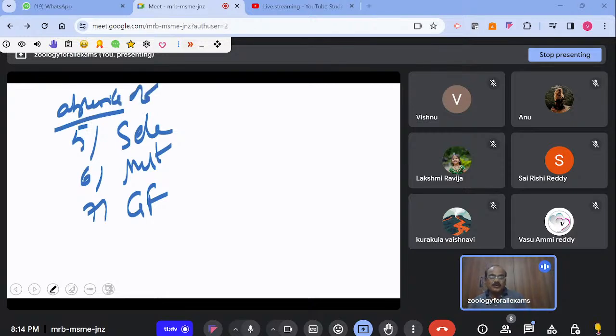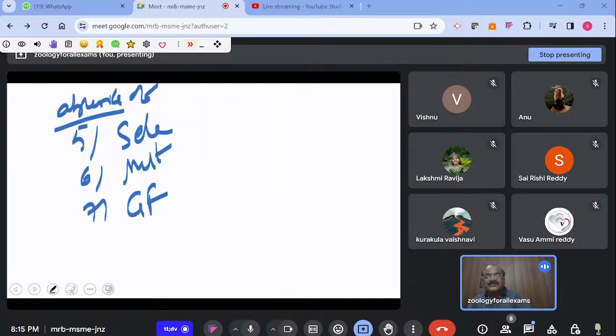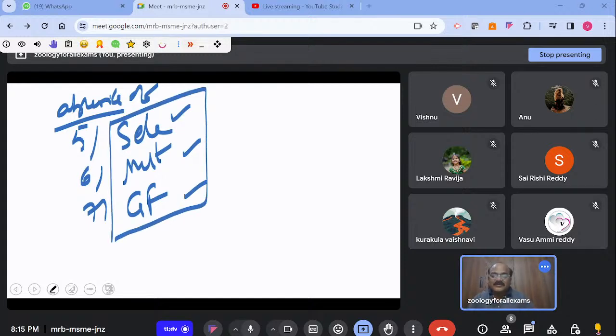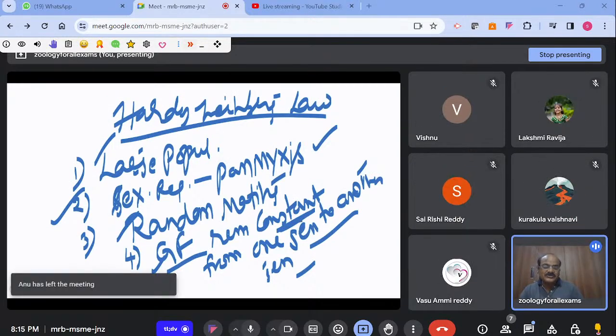So by putting all these points together: in a sexually reproducing, randomly mating, panmictic population which is large, gene frequency remains constant from one generation to another generation in the absence of selection, mutation, and gene flow. So, according to him, there are three factors which bring about evolution, and he says that gene frequency remains constant from one generation to another.